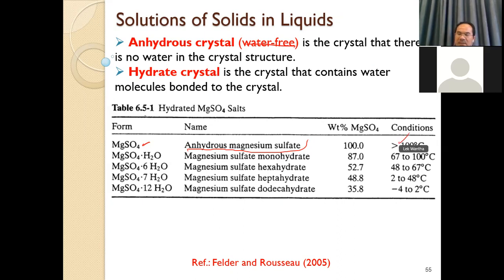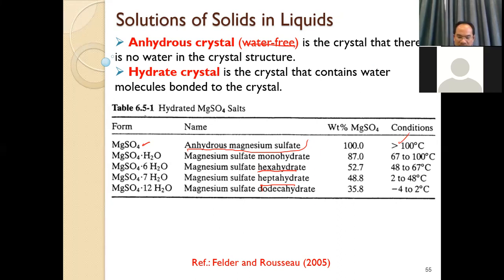Obtain this at higher than 100 Celsius, right? And magnesium sulfate monohydrate. Monohydrate means mono, one. That's right, one molecule of water. Hexahydrate, 6 molecules of water. Heptahydrate is 7 molecules of water. Dodecahydrate, that's right, this is 12 molecules of water.